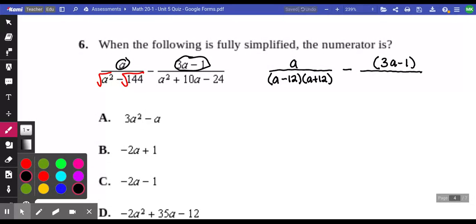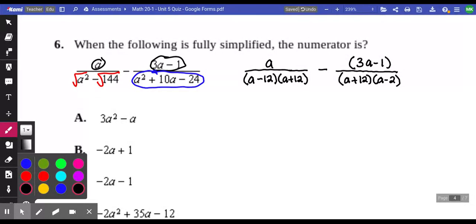In the denominator over here, I can definitely factor this thing. You're going to do the diamond method. Things that multiply to be negative 24 and add to be positive 10 would be a plus 12, a minus 2. 12 times negative 2 is negative 24. Positive 12 minus 2 is 10. All right. Factoring step complete.